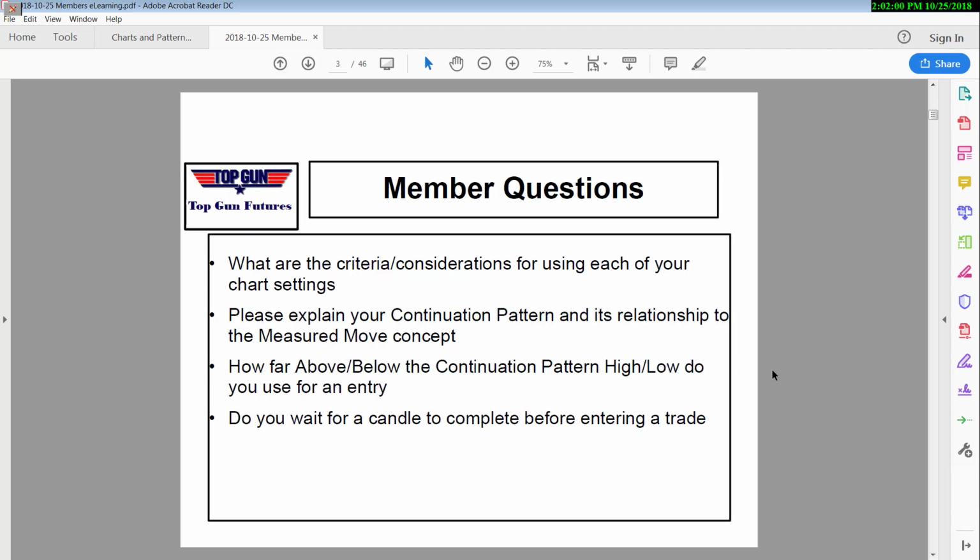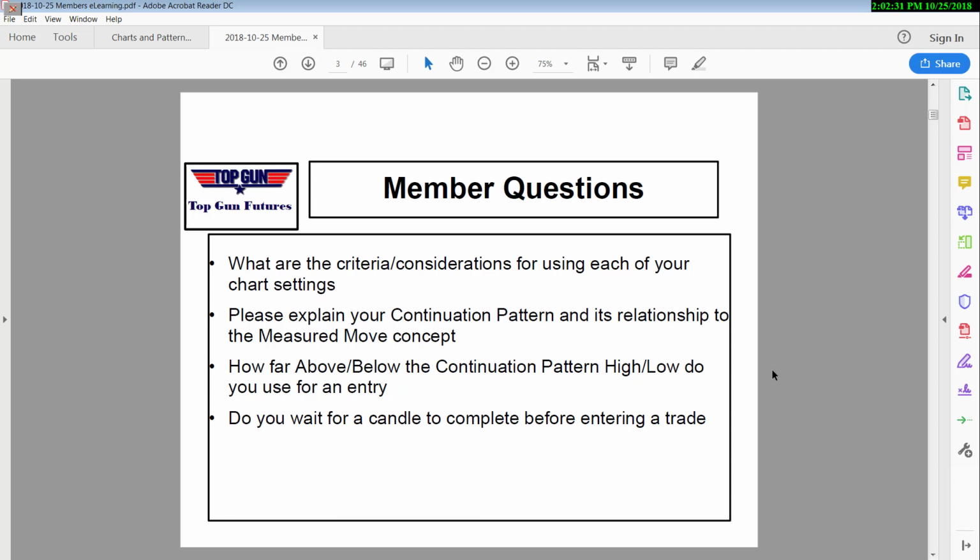All right, some of the questions included, you know, what are your criteria and considerations for using each of your chart patterns, I call them settings, or even the settings, you know, about why using a 3 exponential and why using an 8 or a 17, why don't you use a 20 simple, or yada yada. I'll go over the rationale that I used. Doesn't mean that you have to do it, just tell you the rationale, maybe you can take some consideration.